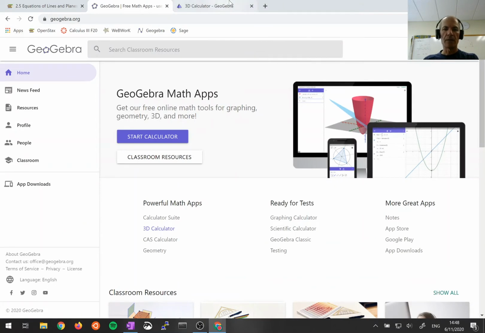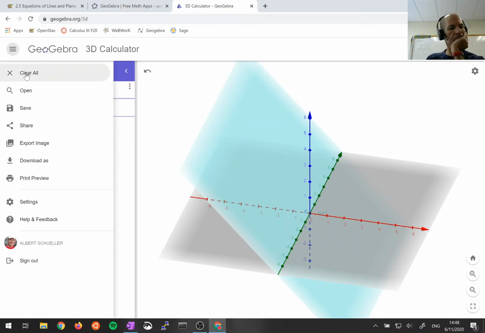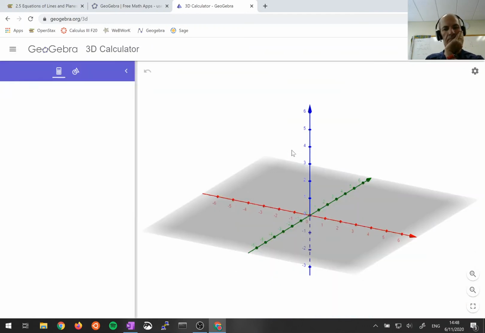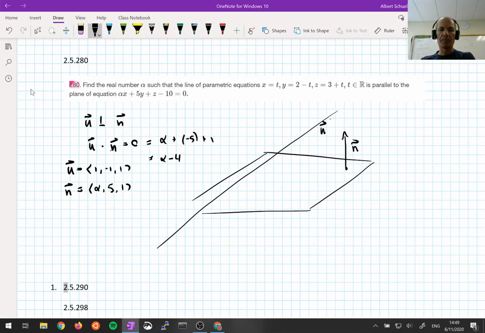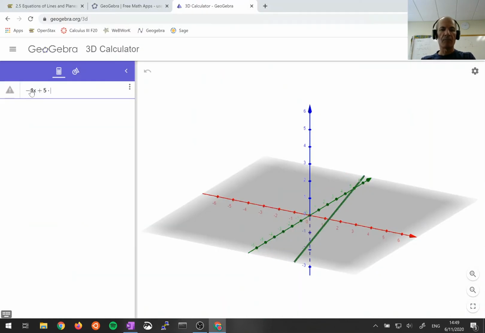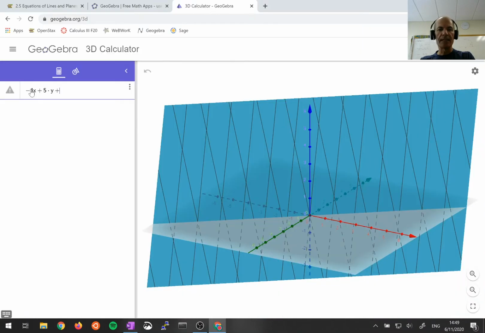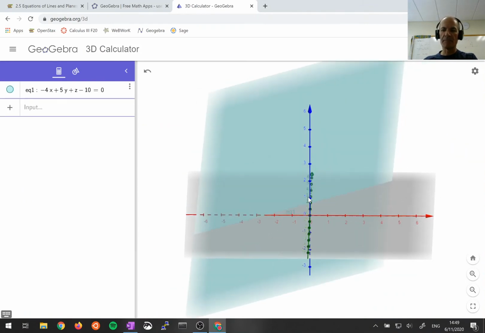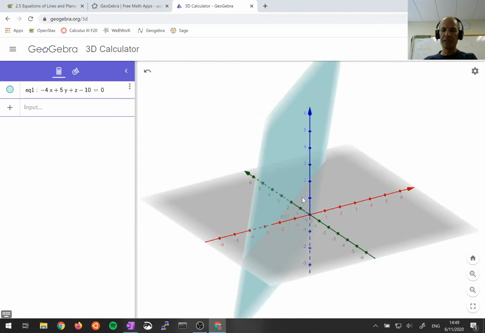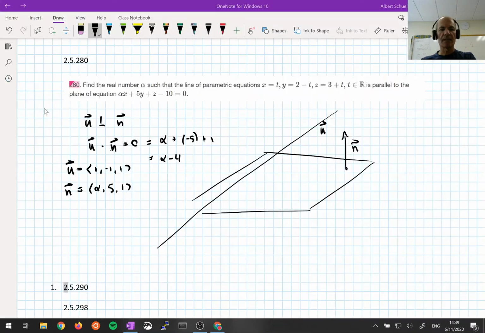So we'll clear our earlier work. Let's plot the plane first, since that's easy. The plane is going to be -4x plus 5y plus z minus 10 equals 0. There's the plane. It's definitely a plane. All right, and let's go and plot the line.